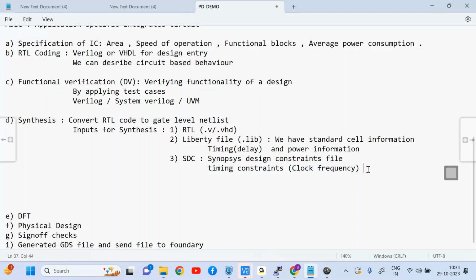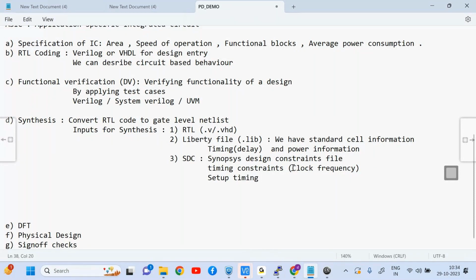So for that we have a check called a setup time check. Setup timing check. Whether my design is meeting this clock frequency or not, right? To verify that we have to do the setup timing check. So these three files are very important for synthesis to happen. My RTL is converted into a gate level netlist by using cells present in what? Liberty file.